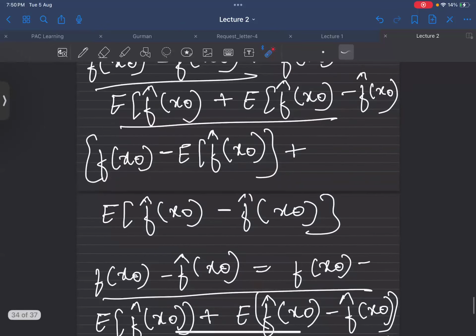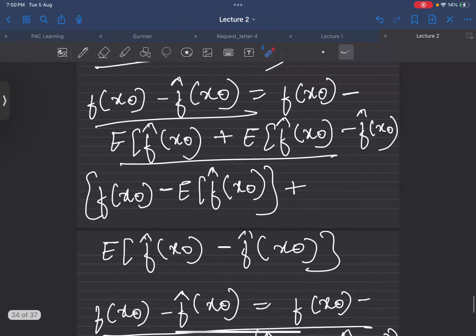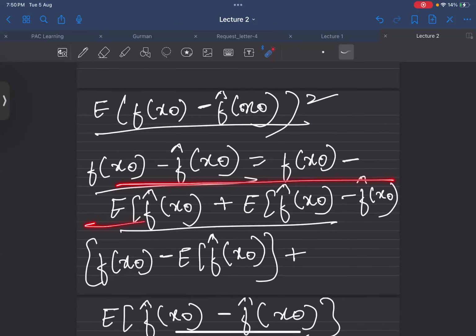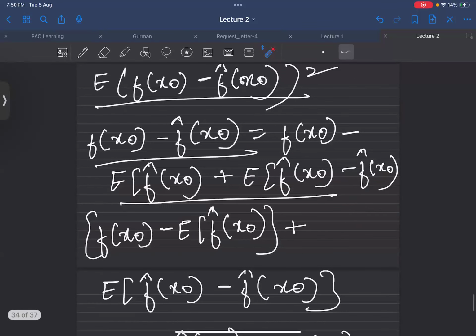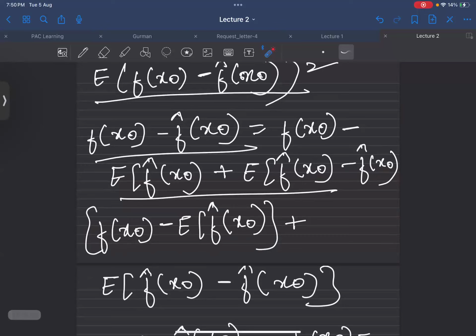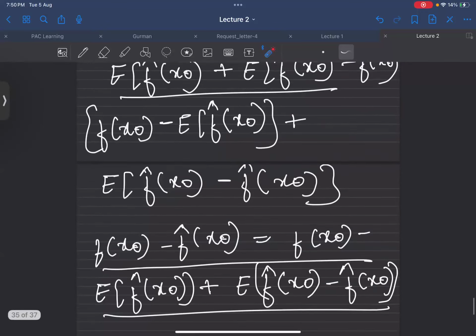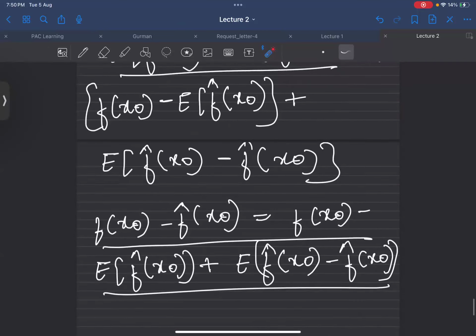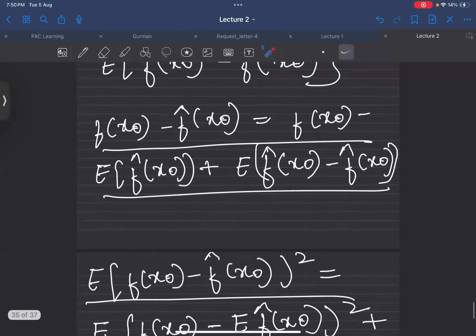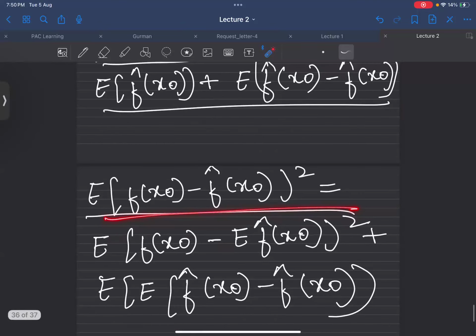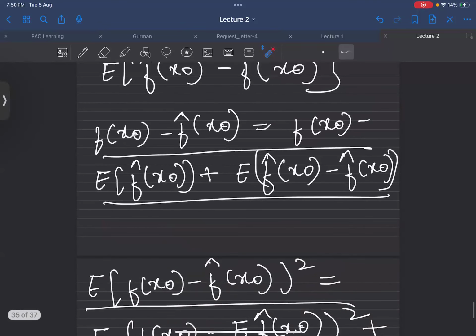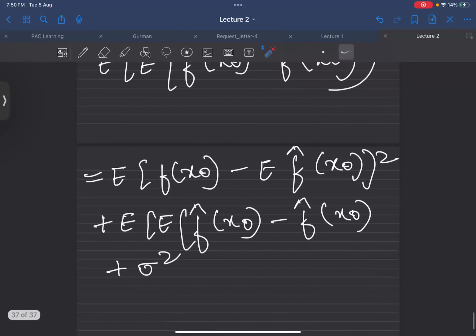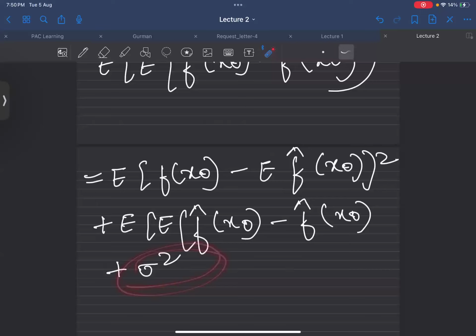So I'm just writing the same thing: f(x0) minus this plus this. Now, as I know that at the end I have to take the expectation, I took the expectation on both sides and squared it up. And the third term was 0. That's why I've added sigma square.